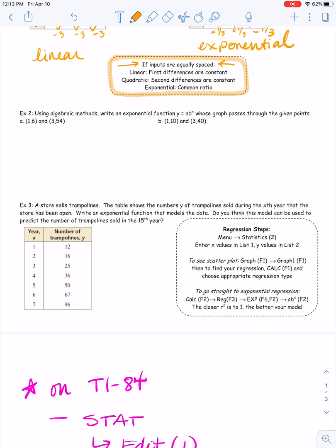Going on to example 2. So now it says we need to use some algebraic methods to write an exponential function in the form of y equals a times b to the x, whose graph passes through the given points. Sounds to me like this is going to be a system of equations. I'm given 2 ordered pairs, so that means I have 2 sets of x and y values, which means I can plug that into that function of y equals ab to the x power, and I can use that system to solve for a and b, and then write in my final answer. So that's exactly what we're going to do.